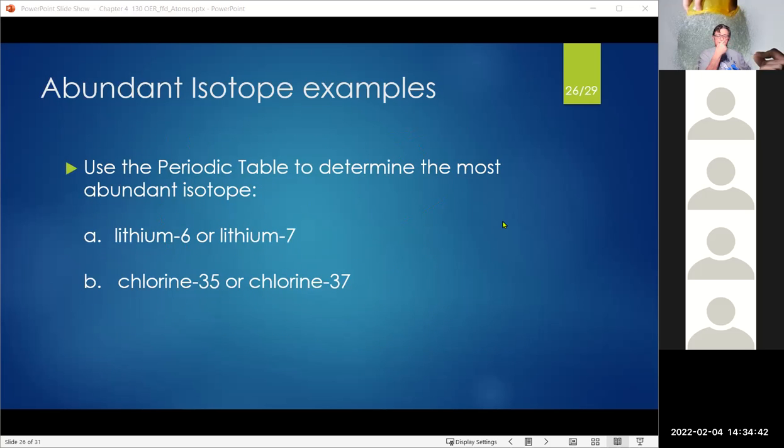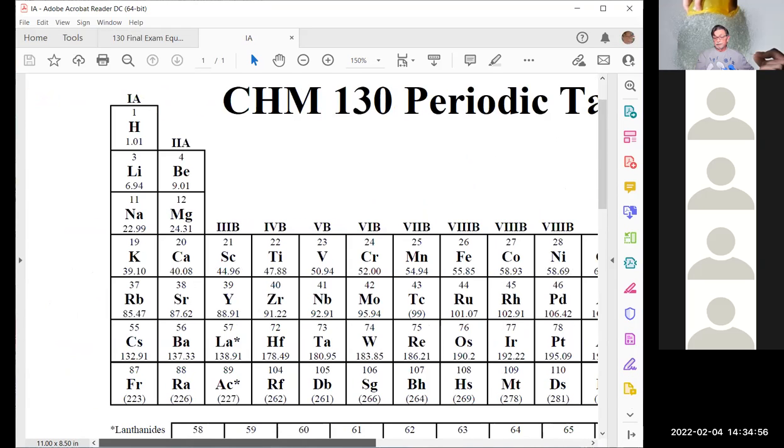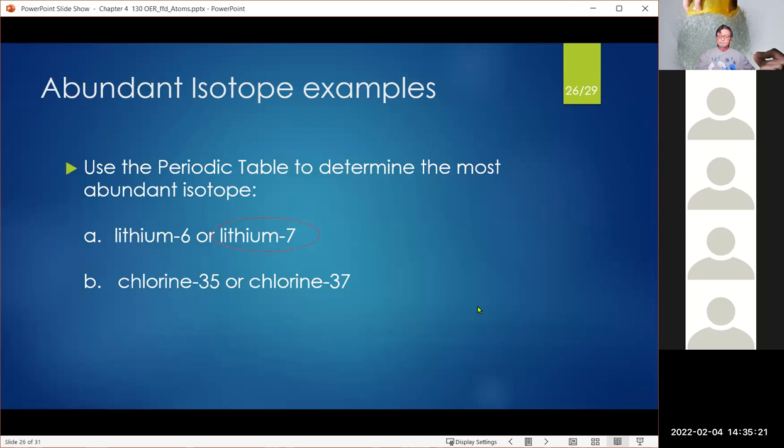All right, so you might be given the periodic table and asked the question, which is the most abundant isotope? And so obviously you're going to need the periodic table, and we're going to share that again. Then we go find the symbol for lithium. Lithium is Li, which is number 3 right here. You'll find the atomic weight of lithium is 6.94. Rounded up to the nearest whole number, that tells you that lithium 7 is the most abundant isotope of lithium, okay?